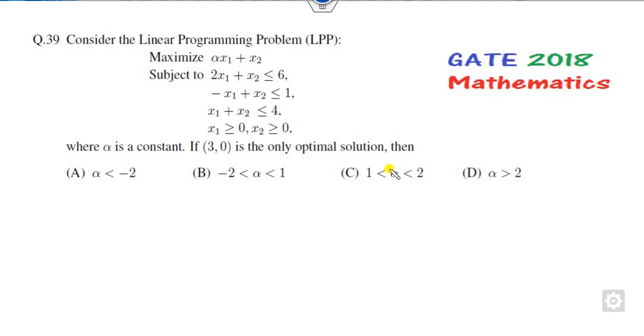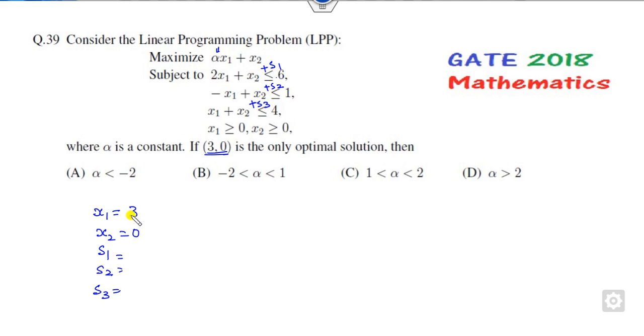Now look at this one. Again, this is a similar kind of question. Instead of K, it's alpha. But here you can see the optimal solution is already given to you. So x1 is 3, x2 is 0. If I write in terms of slack variables, it is plus s1, plus s2, plus s3. So I can find all those values from here.